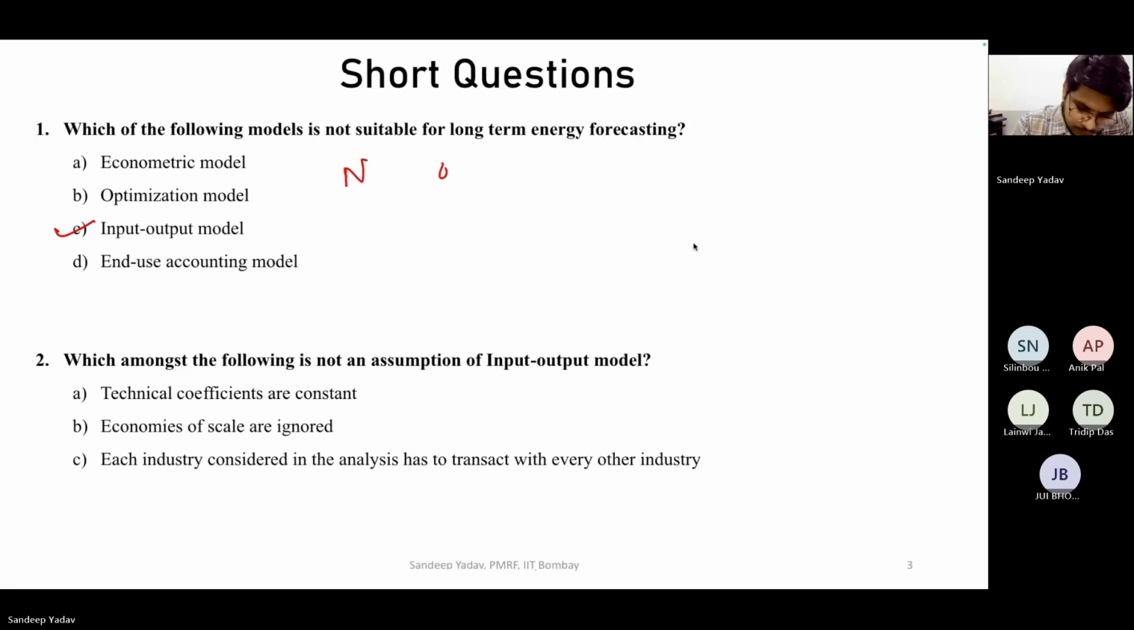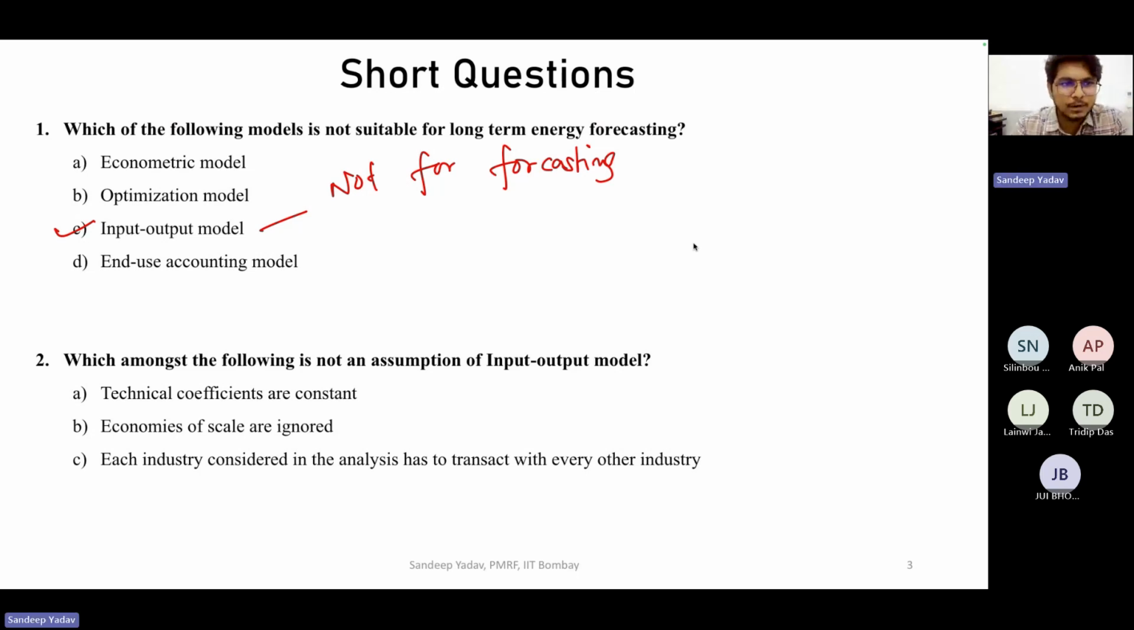not for, sorry, it is not for forecasting, first of all, and all other models are used for forecasting. That's the econometric, optimization, or end-use accounting model. So the right answer will be input-output model. This is not suitable for long-term energy forecasting.